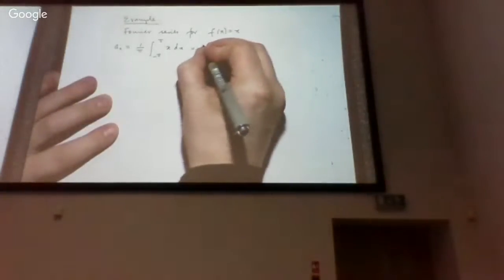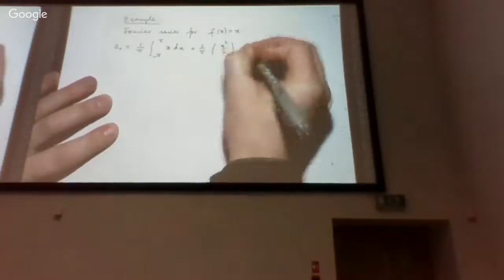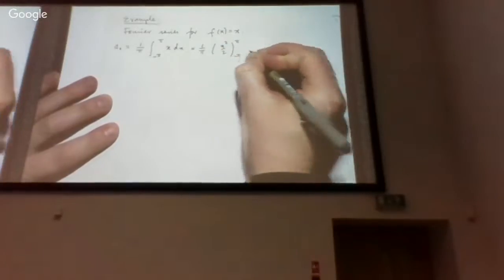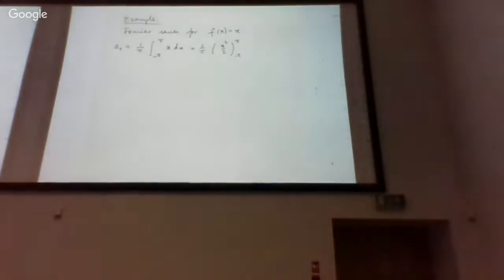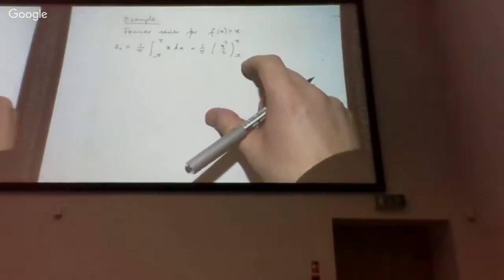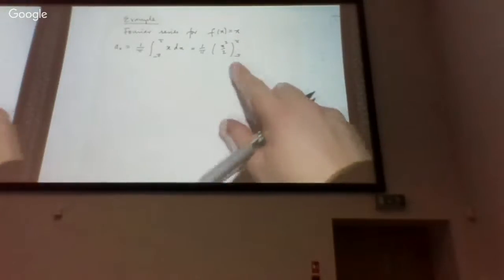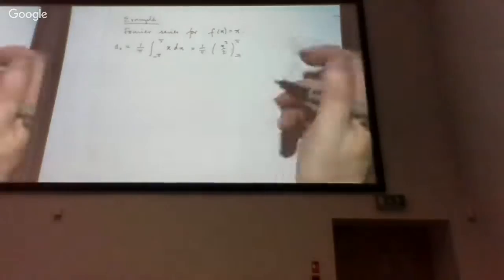Well, that's a pretty straightforward integral, isn't it? x squared over 2, evaluated at pi and minus pi. But of course, when you evaluate x squared over 2 at pi and at minus pi, you get the same result, pi squared over 2. But when you evaluate after the integral, you subtract the lower evaluation from the upper evaluation. So this is just going to give you 0.